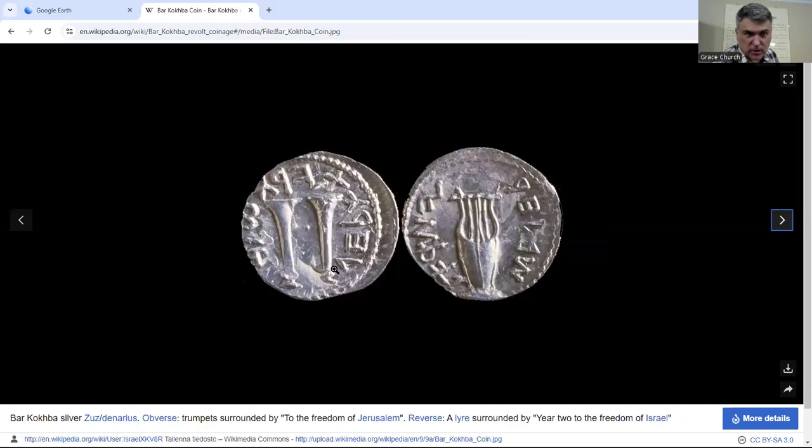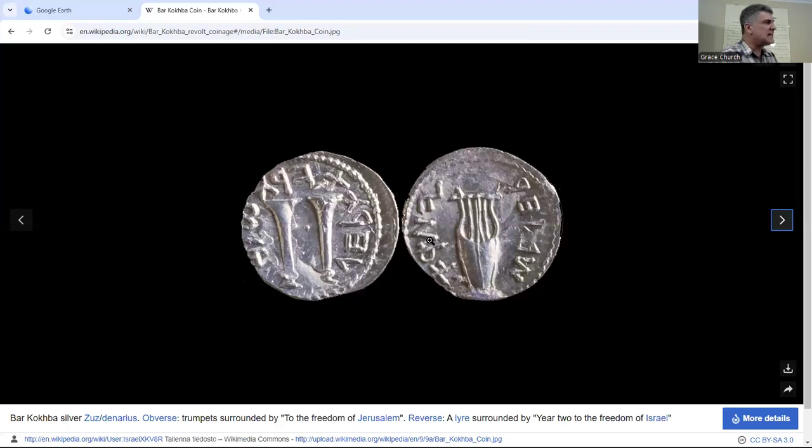And here we've got trumpets surrounded by text for the freedom of Jerusalem, and then the lyre with year 2 for the freedom of Israel. So these are coins from the revolt, from 132 to 135.